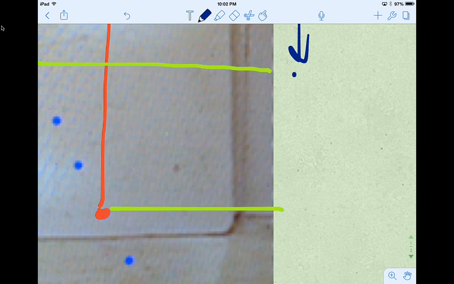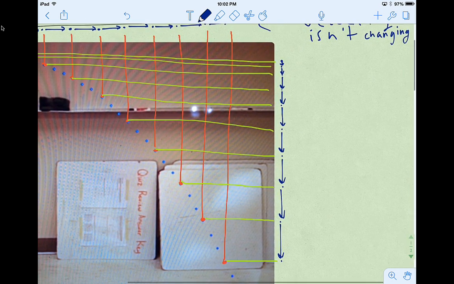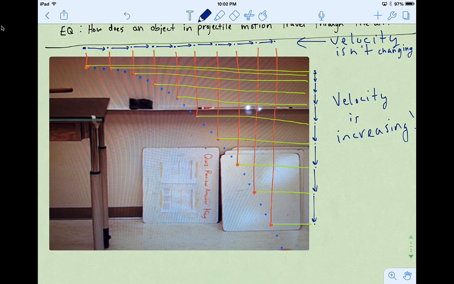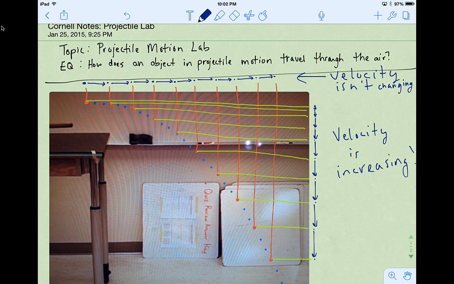Oh man, that one's really long. Oh, it's so cool. Okay, so we see that while my velocity didn't change in the side-to-side direction, here my velocity is increasing. All right, that's really cool. So velocity didn't change side to side, but it increased up and down. I know that took a little bit, guys, but I really like that demonstration.